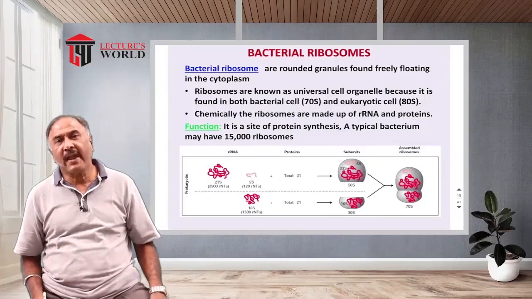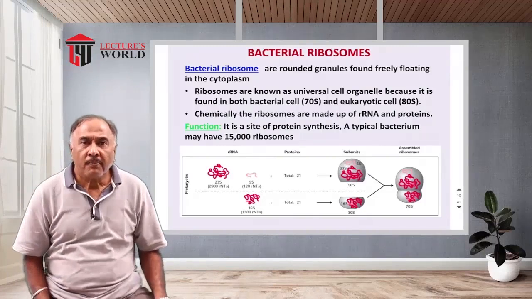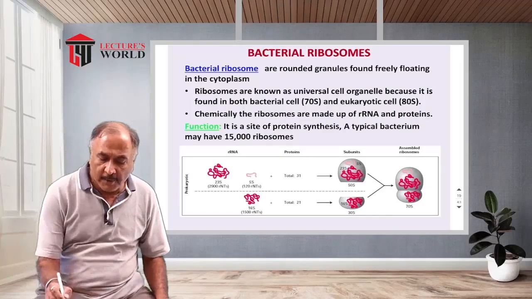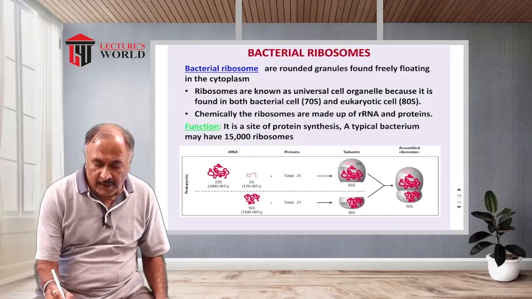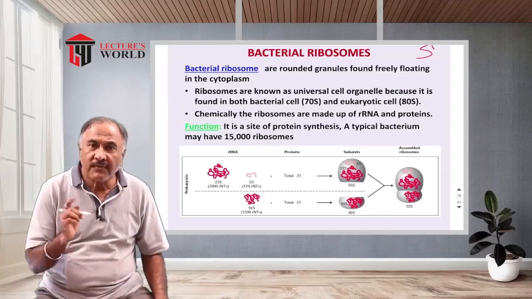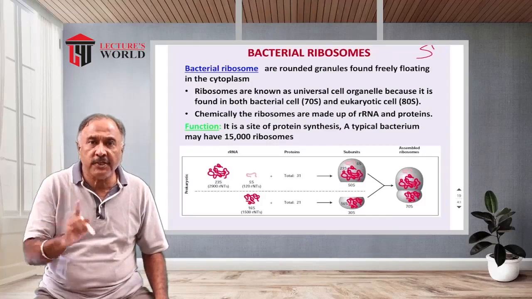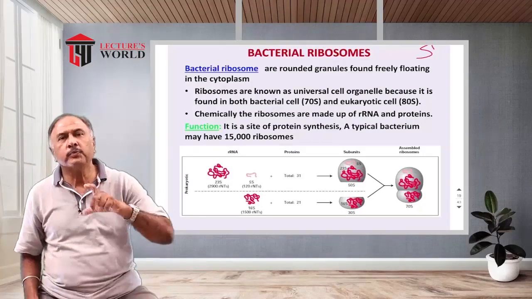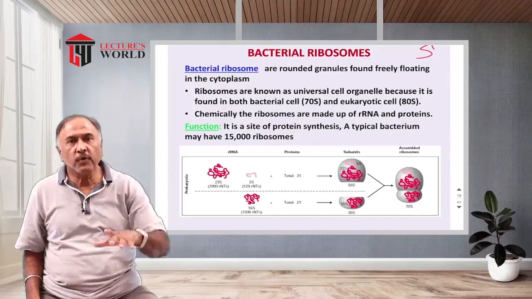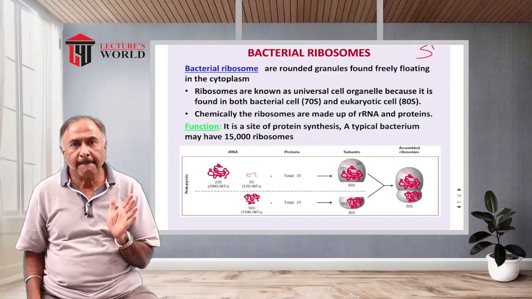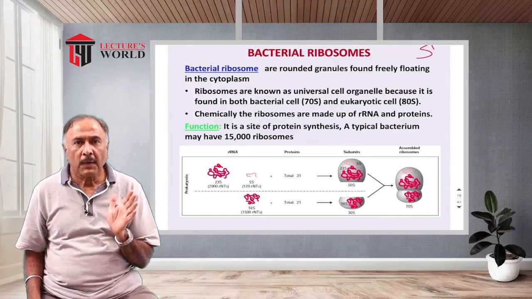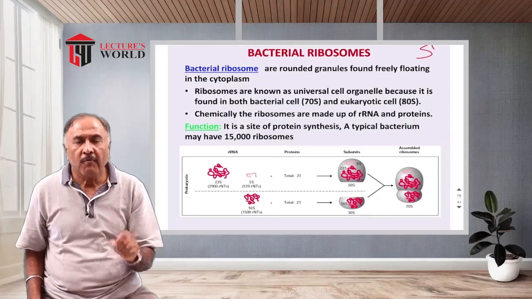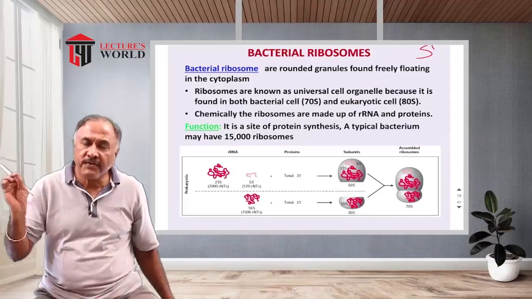Now what does this S stand for? I'm talking about S, the English alphabet. S stands for Svedberg's unit. And this is something related to the centrifugation process. In case of prokaryotes, there are 70S types, while in case of eukaryotes, it is 80S type.